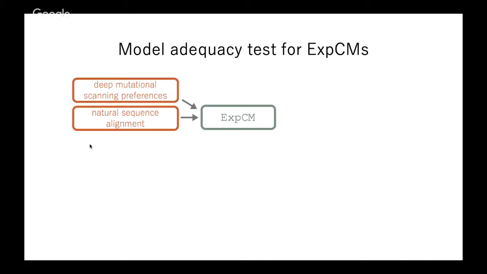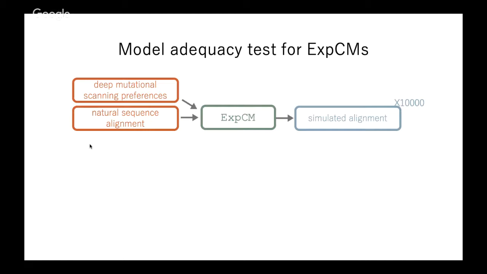So first we fit an ExpCM given some natural sequence alignment and our deep mutational scanning preferences. We then simulate sequences under the ExpCM. Then we have to take a test statistic from the natural alignment and the simulated alignment, and that test statistic should have some connection to the part of the model we want to test for adequacy.